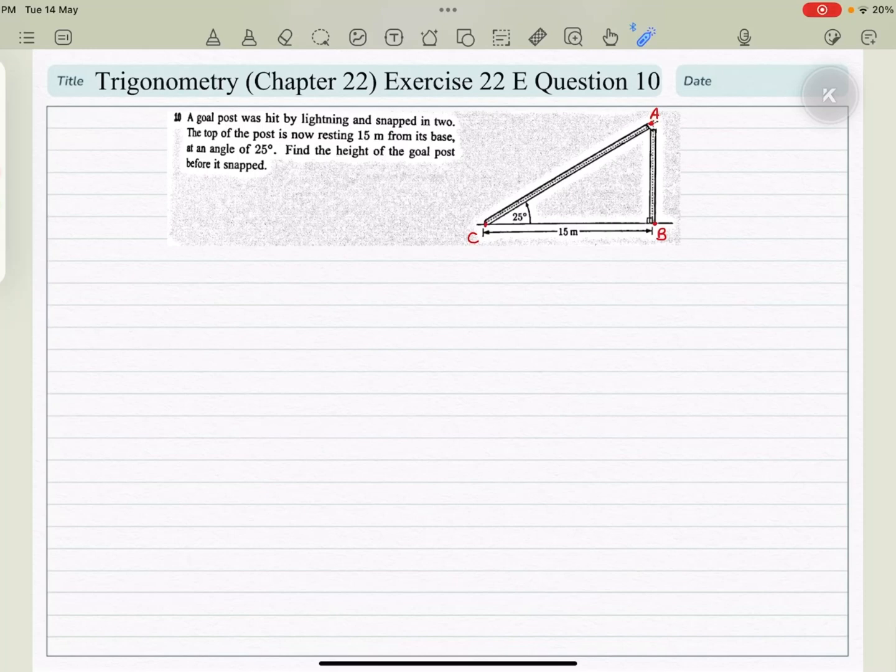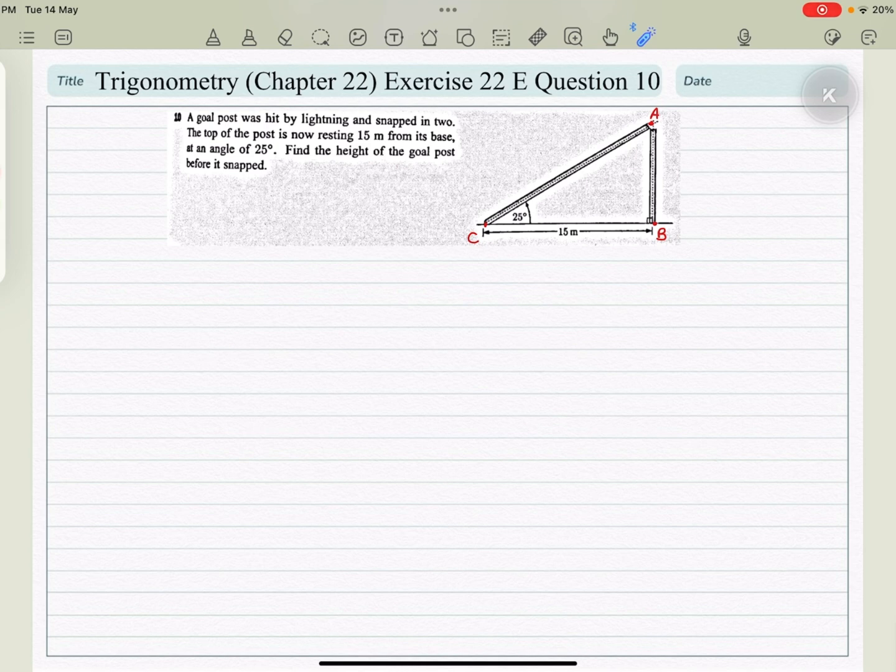Hello guys, today we're going to be dealing with Trigonometry chapter 22, exercise 22E, question number 10. This question deals with a goalpost being hit by lightning and being snapped in two. The top of the post is now resting 15 meters from its base at an angle of 25 degrees. Find the height of the goalpost before it snapped.